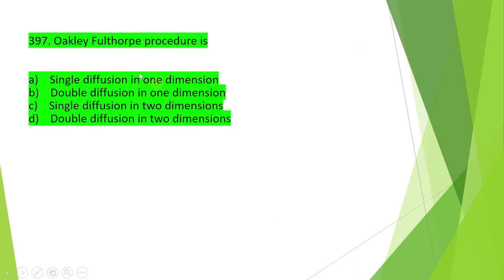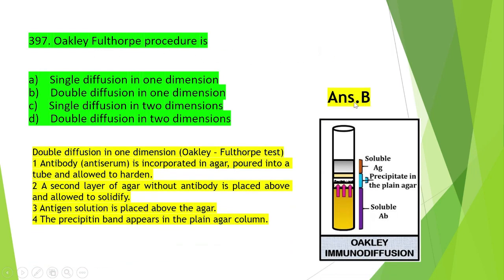Okay, so move on to the next question: the Ouchterlony procedure is single diffusion in one dimension, double diffusion in one dimension, single diffusion in two dimensions, or double diffusion in two dimensions. And the right answer is option B, that is double diffusion in one dimension.